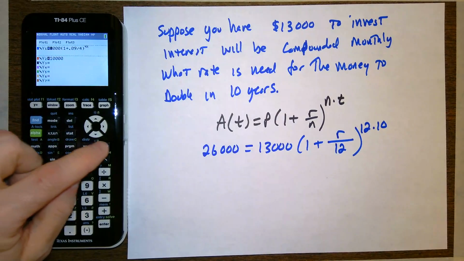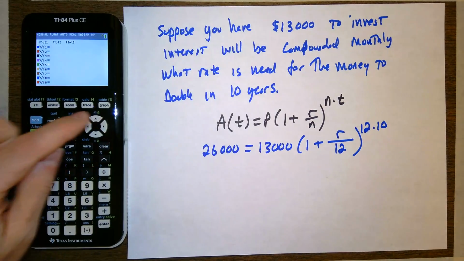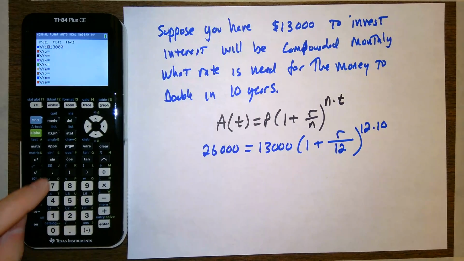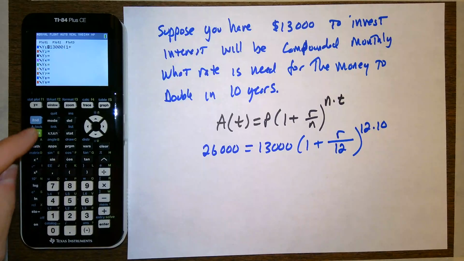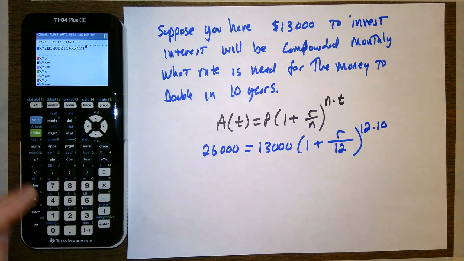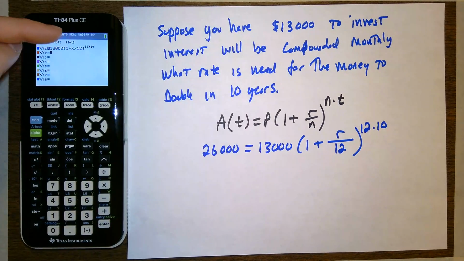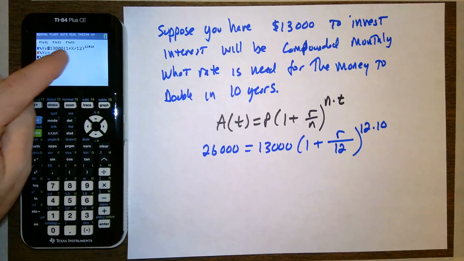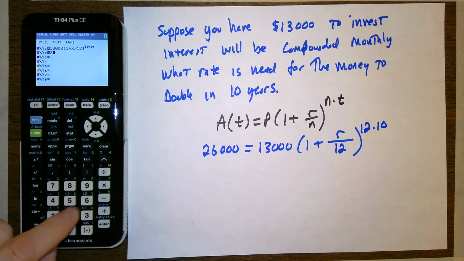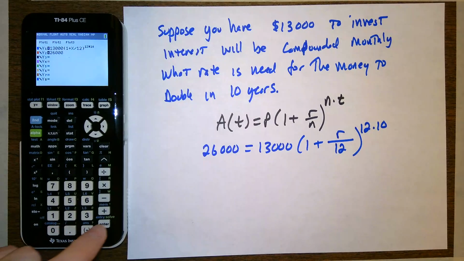So I'm going to go back to my y equals, clear out the things from the previous problem in here. My model, 13,000 times 1 plus my variable button divided by 12 to the power of 12 times 10. And again, Casio users, be careful. Make sure you put that whole thing in parentheses up there. And we're going to solve for the x, which is the rate, and I want it to double, so 26,000.